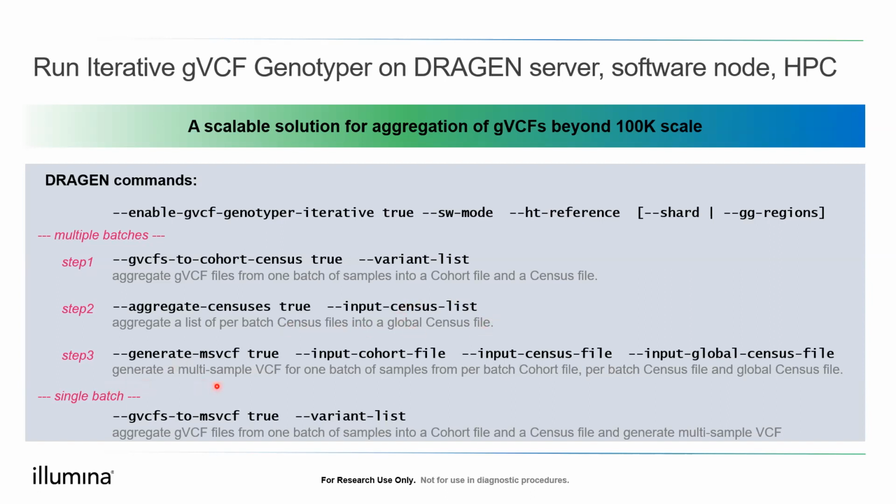In the third step, you generate a multi-sample VCF for one batch of samples from one batch of cohort files, or you can create multiple multi-sample VCF files when you have a global census file that is coming from multiple batches. So again, it's a process that can scale. It's broken down into steps, and the computational demands are not as intensive as if you were to run joint genotyping or any of those steps together with a large cohort.